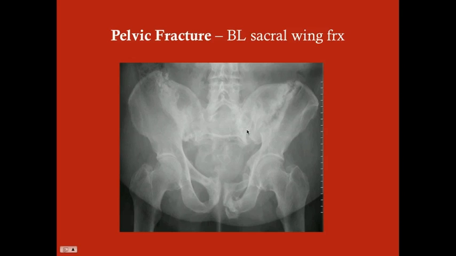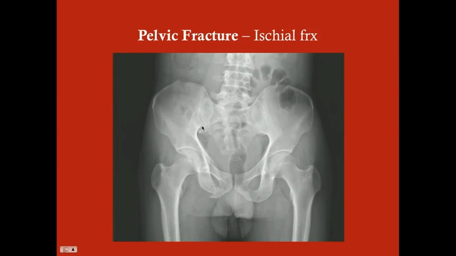So here's a pelvic fracture. This is a bilateral sacral wing fracture. You have it on both sides, pretty much symmetrical here, but you can see that the sacral wing is fractured straight down. And then this is an ischial fracture. So remember, your ischium is this most inferior bone, and so here it is on the right. This is the fracture right here.